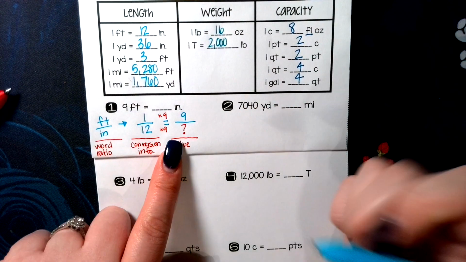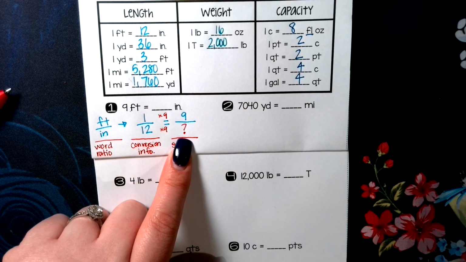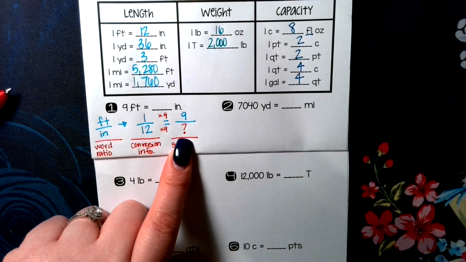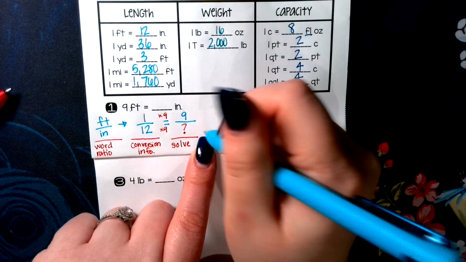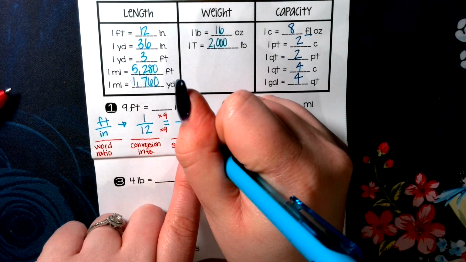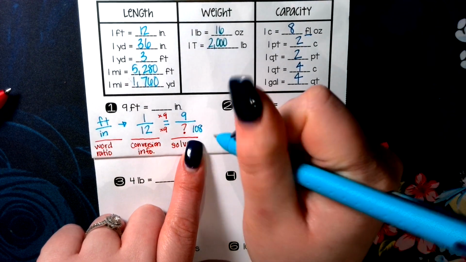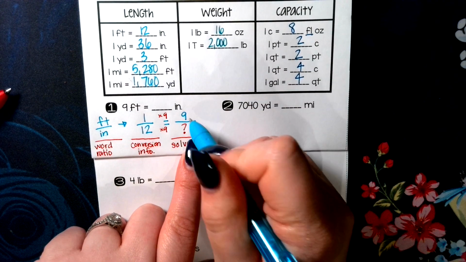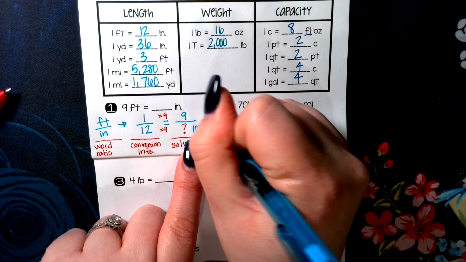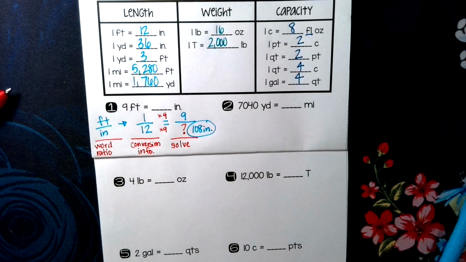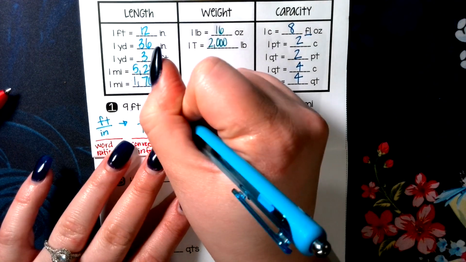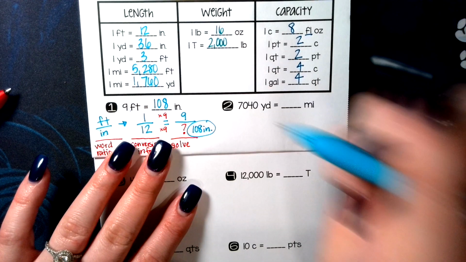So go ahead, pause the video, multiply 12 times 9 for me. 12 times 9 is 108. So that means that 9 feet is going to be 108 inches. That's one way to solve it.